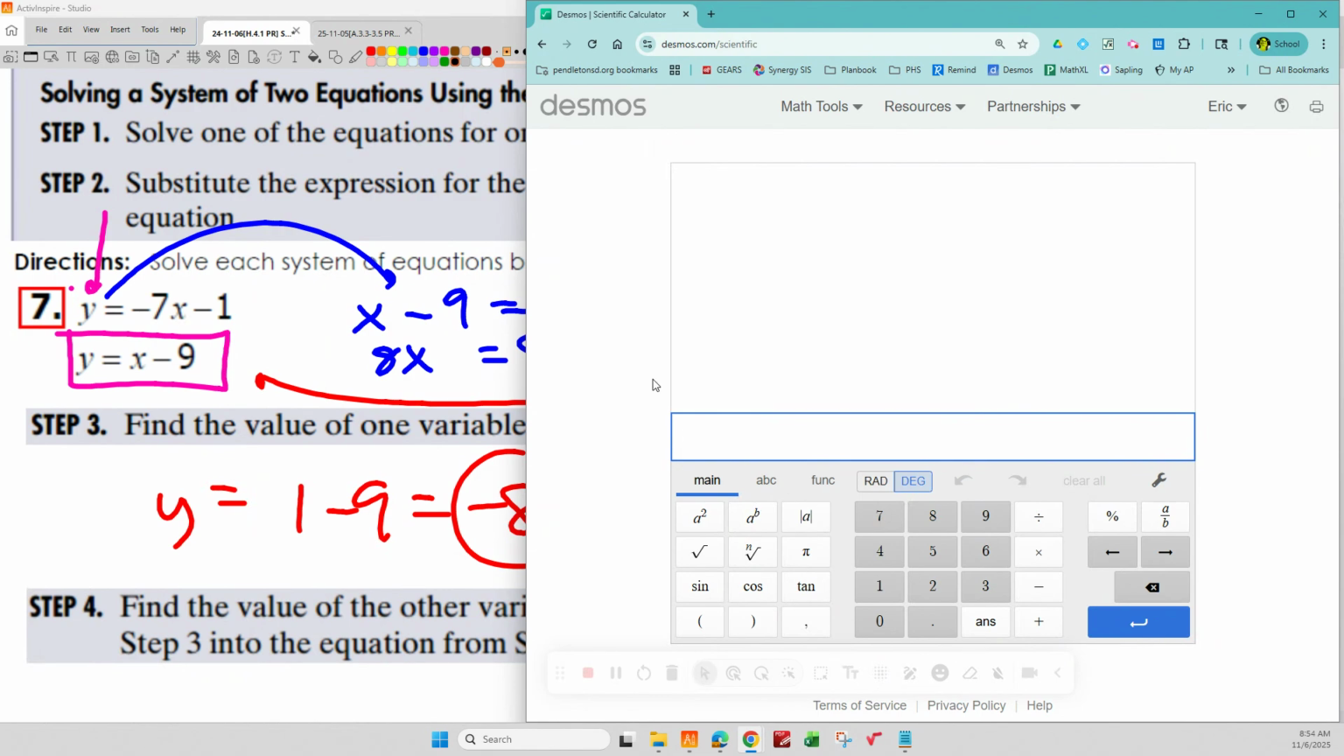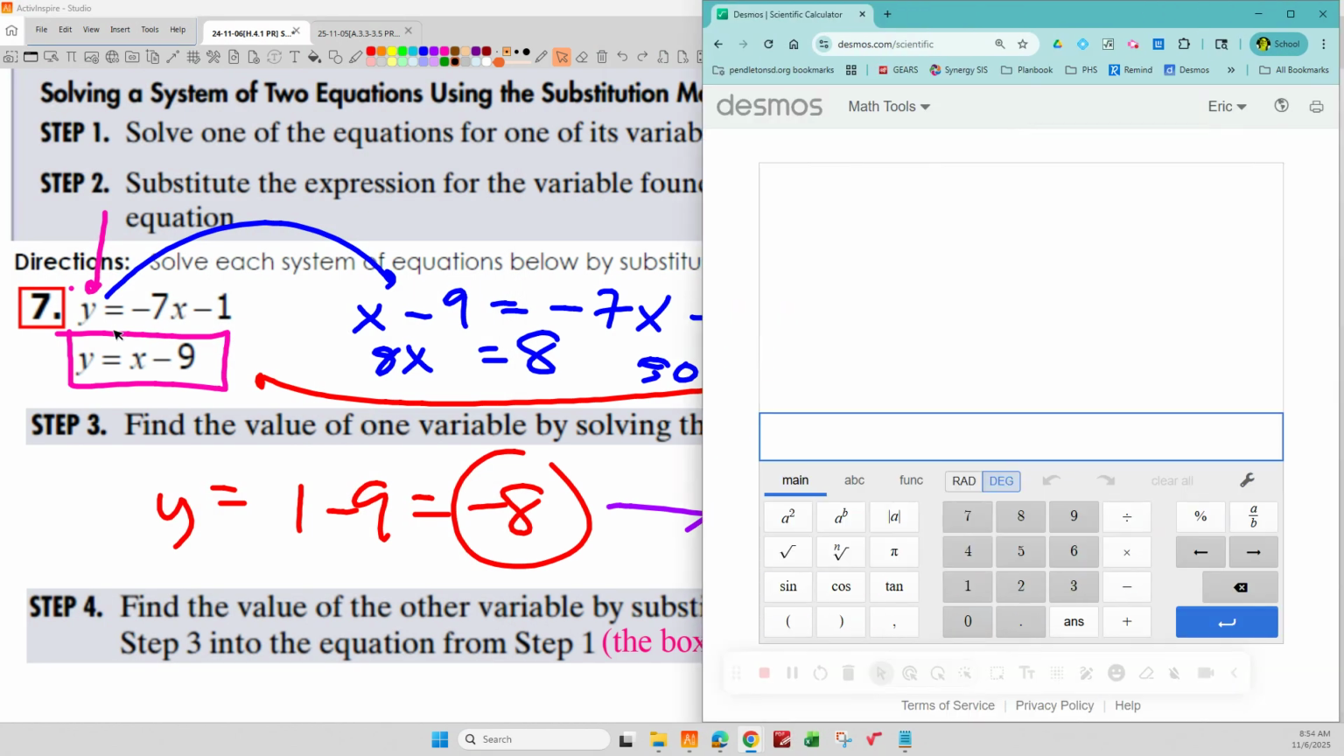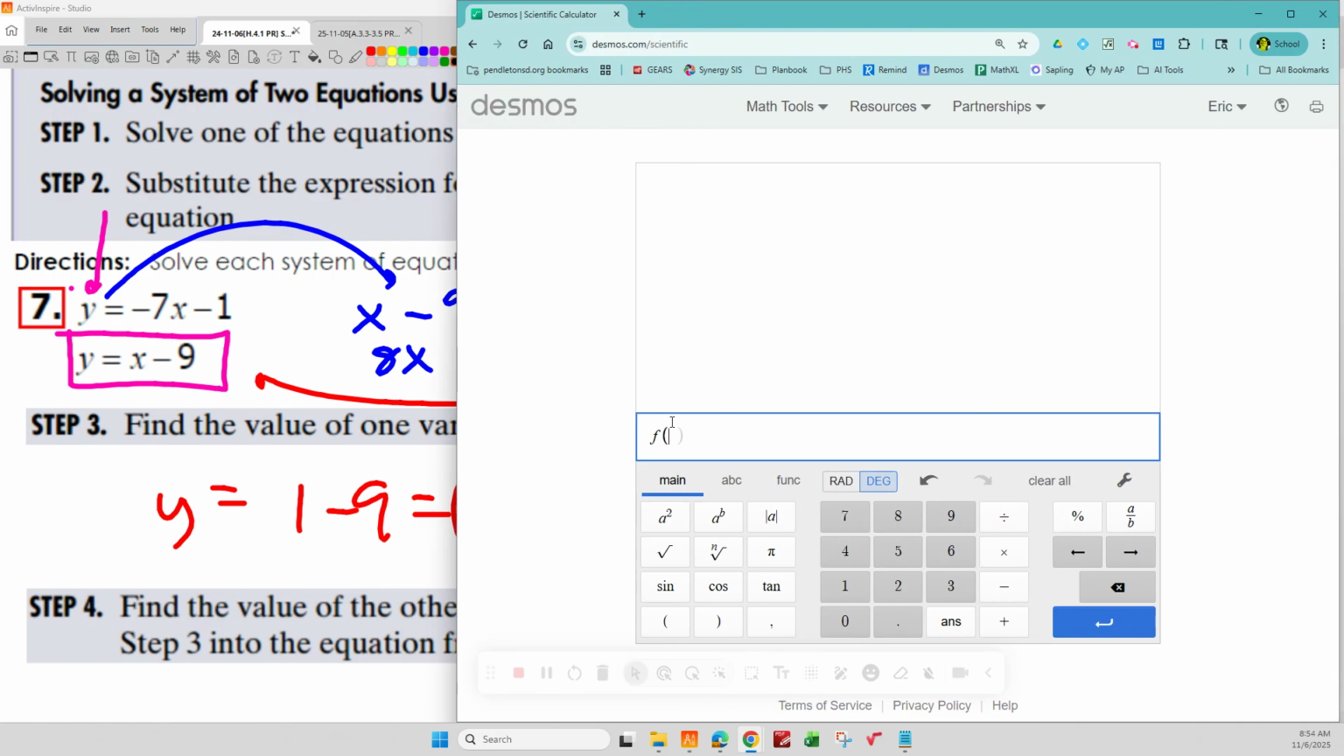Or I could do something like this. The left side is already y, so I know the left side has to be -8, right? In both of those equations, the y coordinate of my solution was -8. I just have to check to see if the right side gives me -8. And a really easy way to do that would be to say something like f of x equals -7x minus 1, and then just try f of 1. Oops, was it 1 or negative? It was 1, okay. F of 1, yeah, there we go, and I get -8.